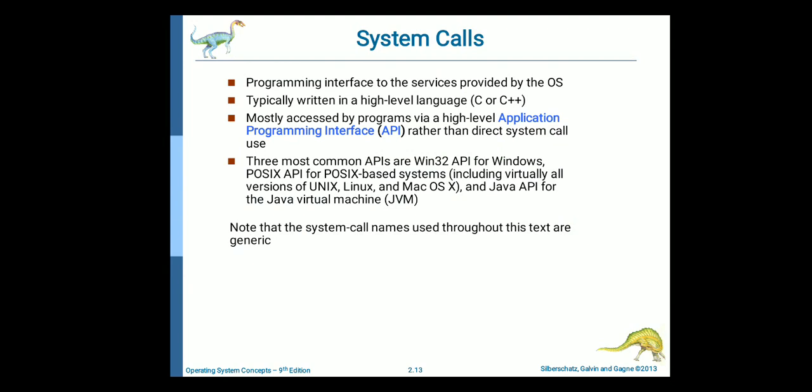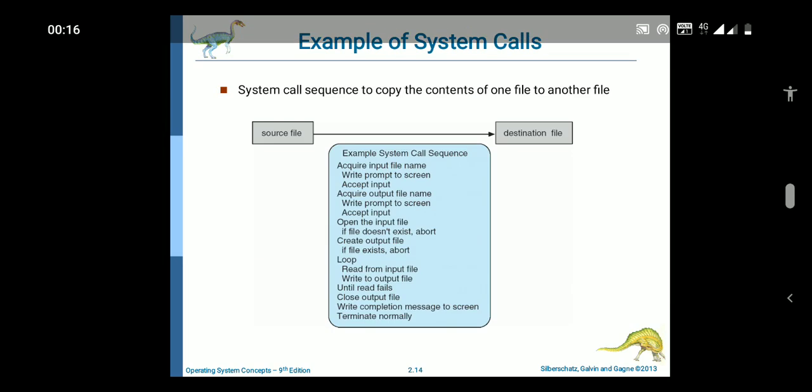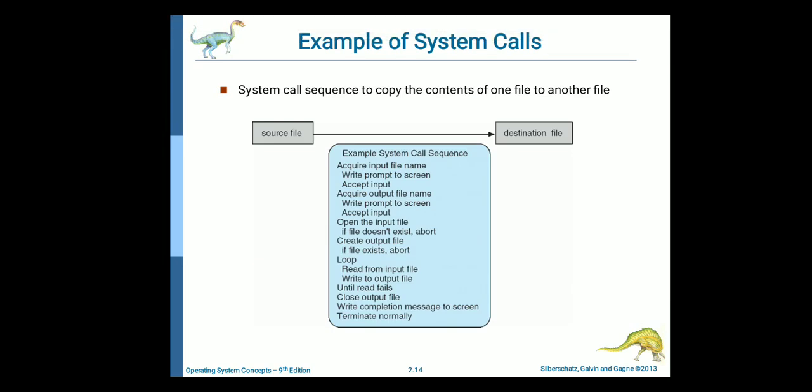So, using this definition, we can understand what system calls are and why we need system calls. A system call is a programming interface to the services provided by the operating system, typically written in a high level language. Okay, using this diagram we can understand how a system call can be accessed by the system.